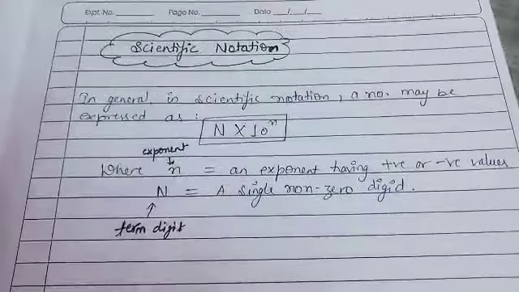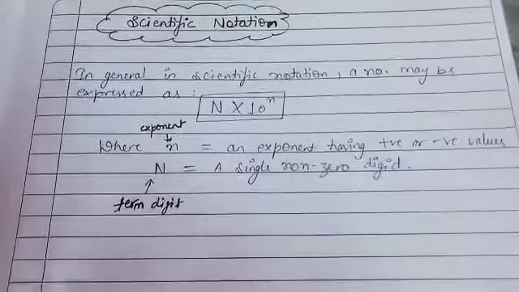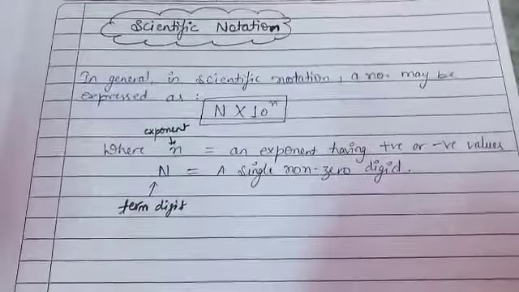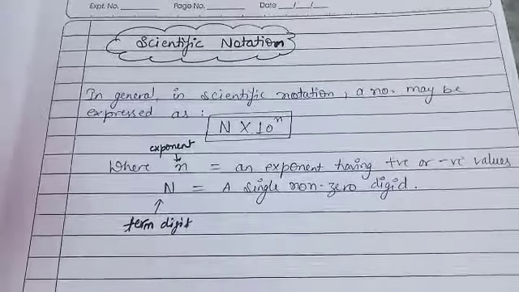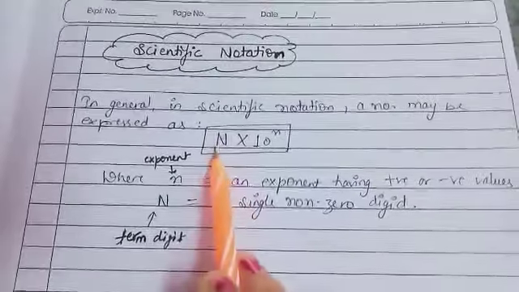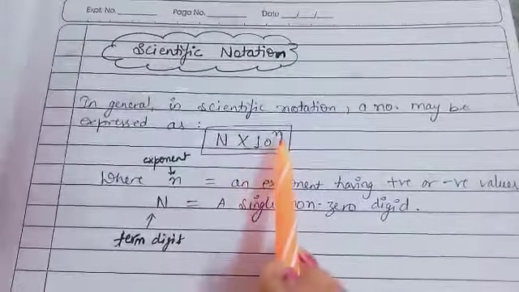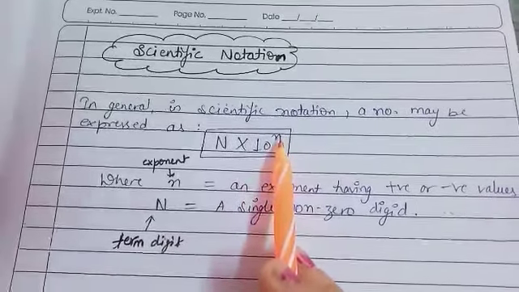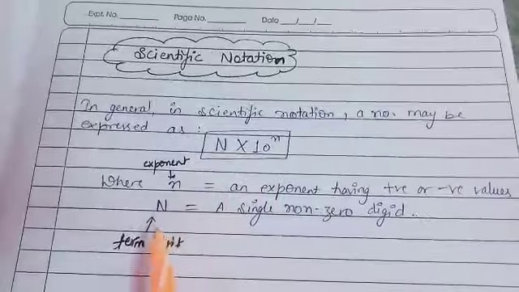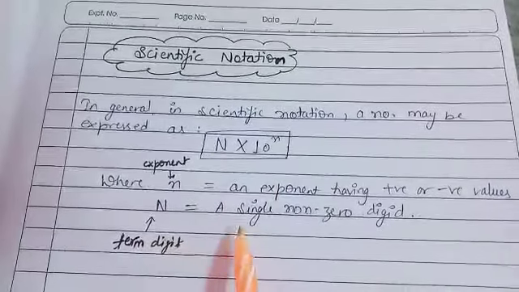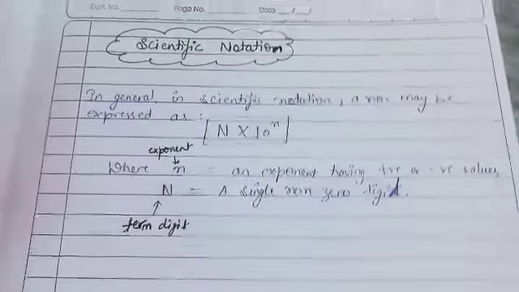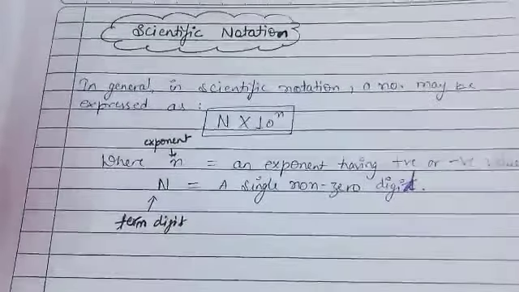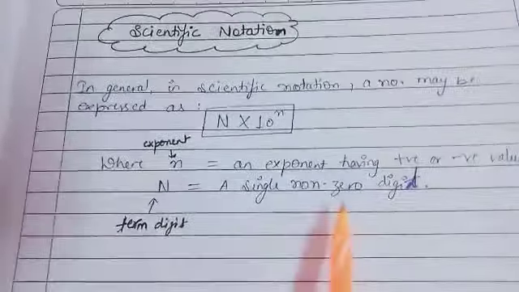Now we have a very small topic again, regarding scientific notation. This is required for your numerical portion. In scientific notation we express a number in the form N into 10 to the power n, where n is the exponent, either positive or negative, and N is a single non-zero digit, between 1 and 10, that means 1 to 9.